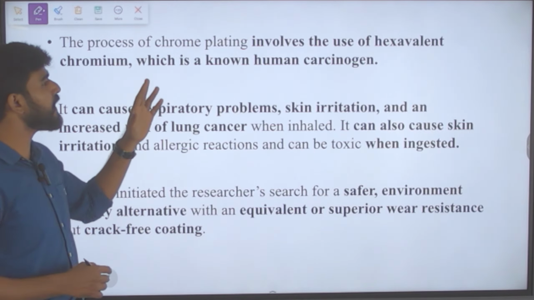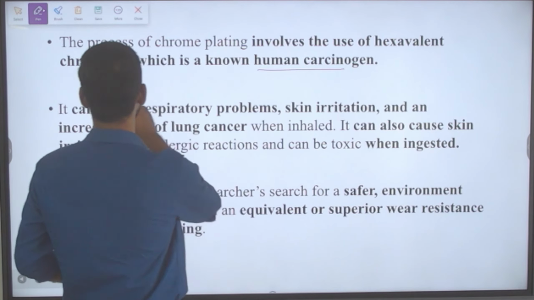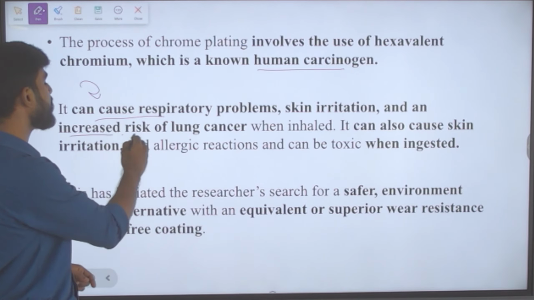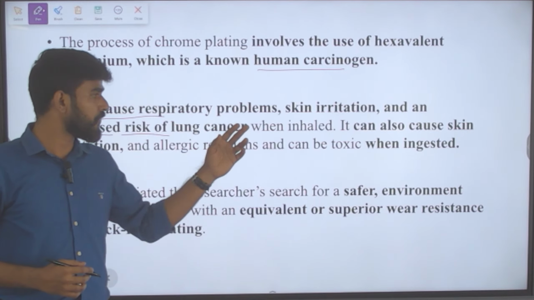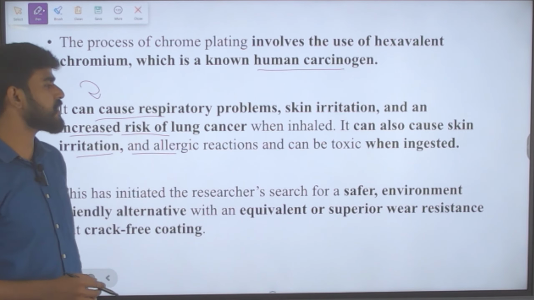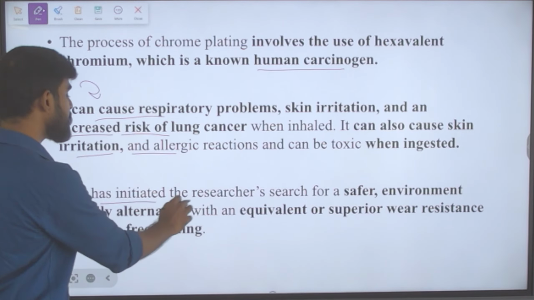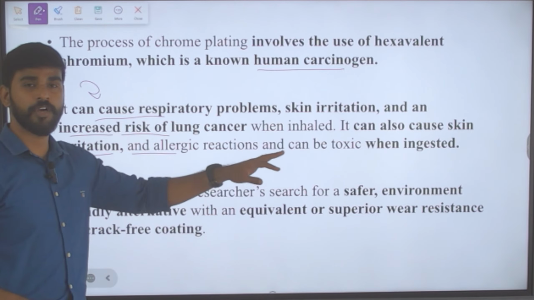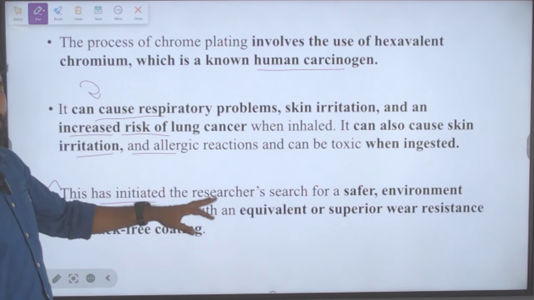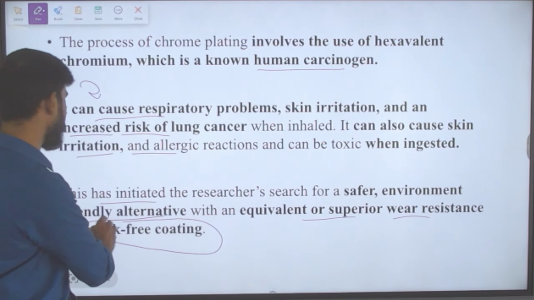So the process of chrome plating involves the use of hexavalent chromium, which is a known human carcinogen, and it can cause respiratory problems, skin irritation and even increased risk of lung cancer when inhaled. It can also cause skin irritation and allergic reactions, and it can be toxic when ingested. Okay, and this has initiated the researchers' search for a safer and environment friendly alternative with an equivalent or superior wear resistance but crack free coating.